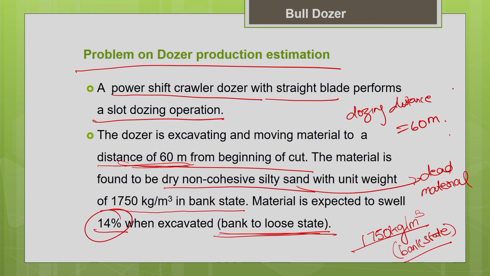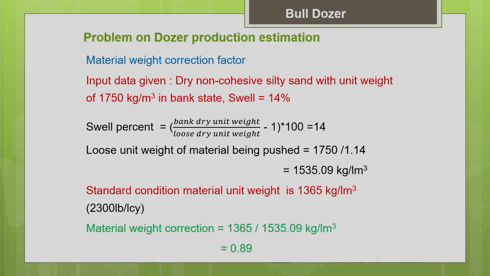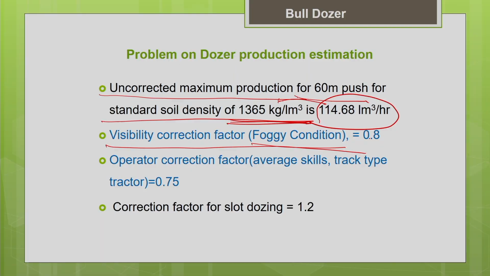It is given as 1750 kg per meter cube in bank state. So you have to adjust it accordingly. Now the next is the visibility correction factor. In this problem it is given foggy condition, but the ideal curve is for the excellent visibility. So you have to apply the correction factor. It is found from the manufacturer as 0.8. So I have given you the value directly.